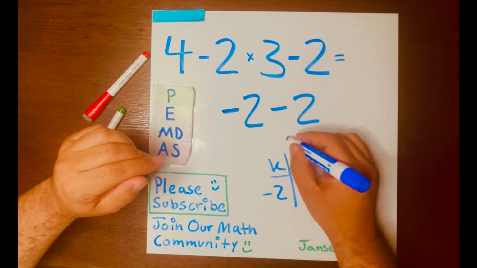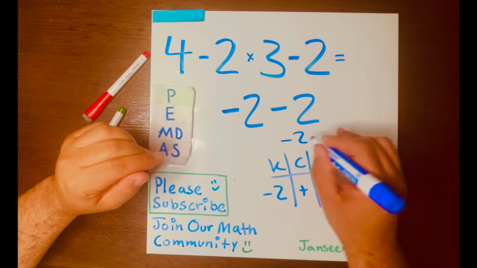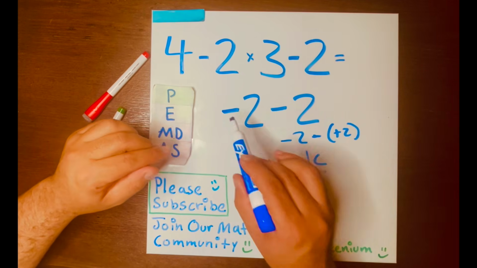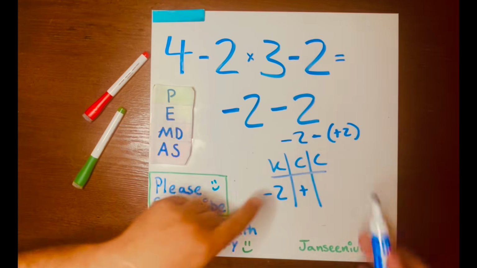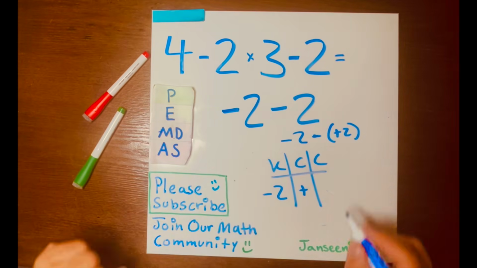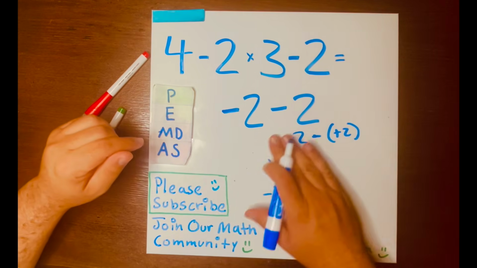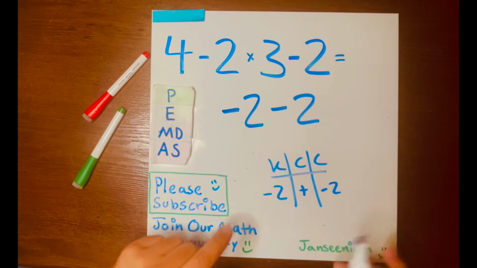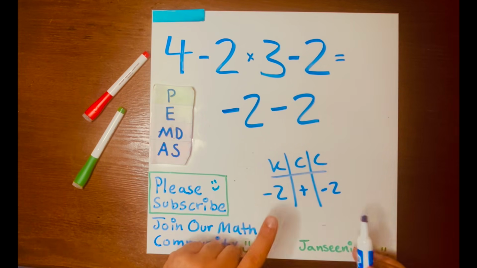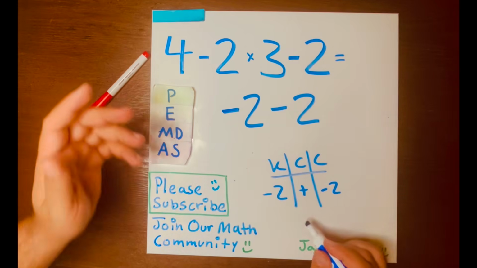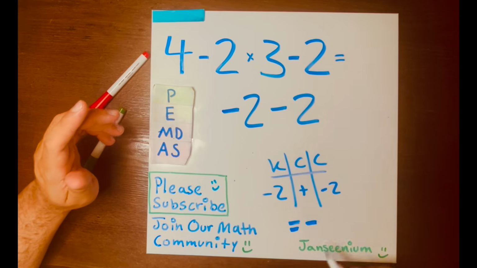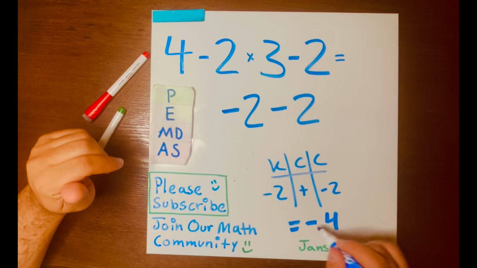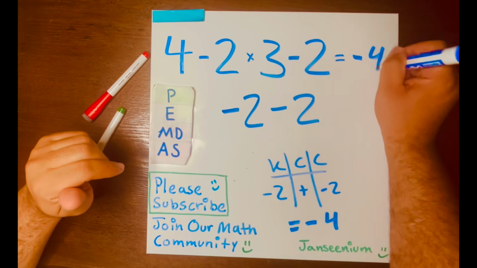And again, you can rewrite this like this: negative 2 minus, and then in parentheses, positive 2. It's the same as negative 2 minus 2. And now you change that positive 2 to a negative 2. And now you add. And the addition rule states that anytime you're adding two numbers with the same sign, you add them both and keep the same sign. So the answer is going to be negative. So 2 plus 2 is 4, and you keep the sign. So the answer is negative 4, and there you go.